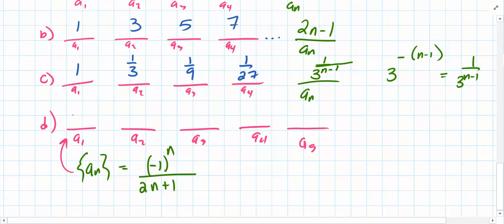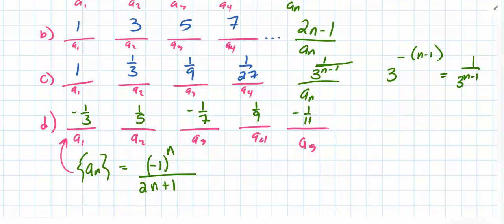I got a negative 1/3. Second term, what'd you get? 1/5. Third term, what'd you get? Negative 1/7. Next term? 1/9. Next term? Okay, what's special about this particular sequence? What do you notice? The signs are changing.